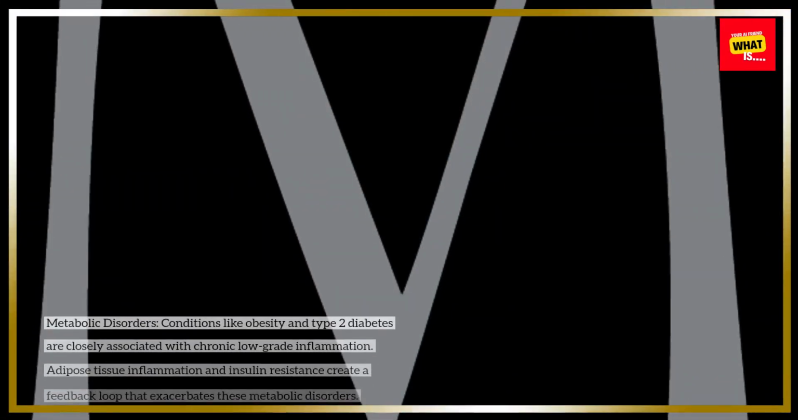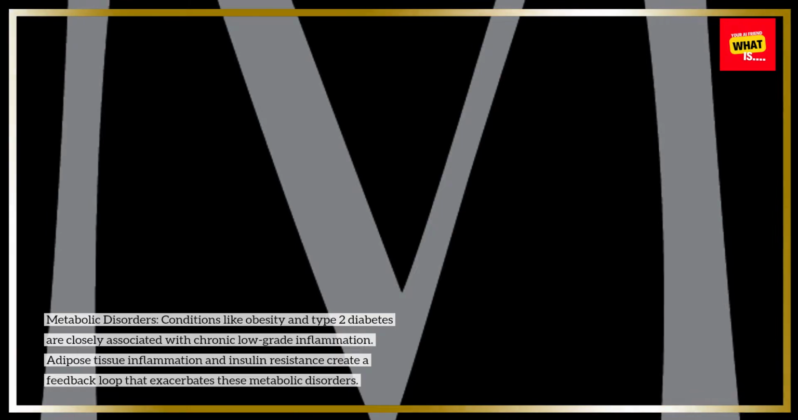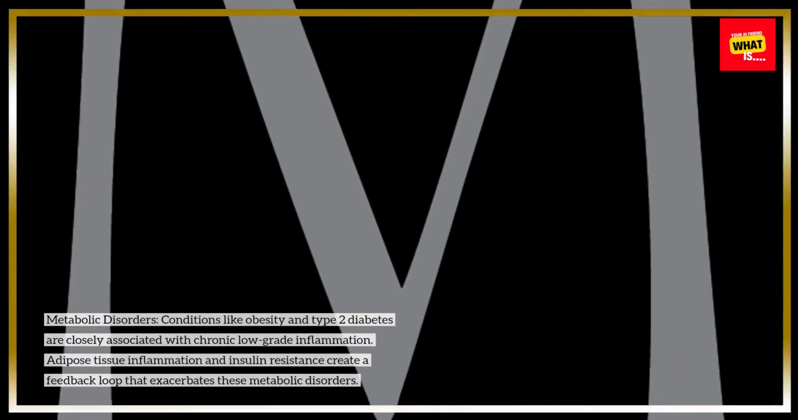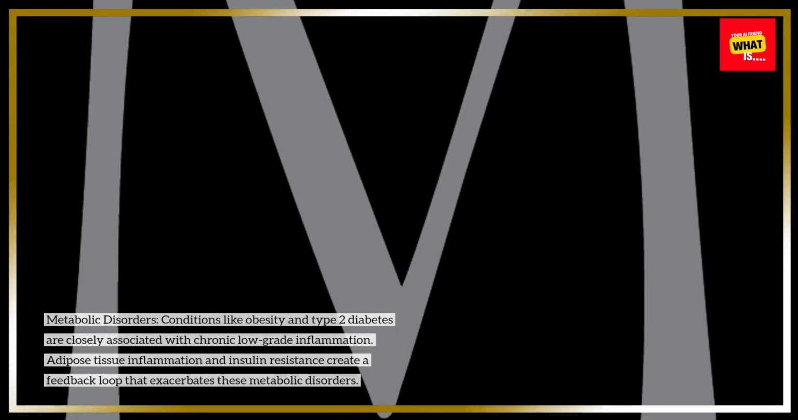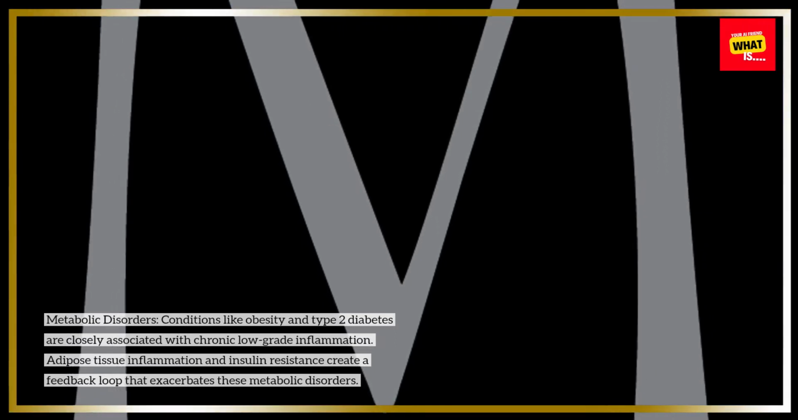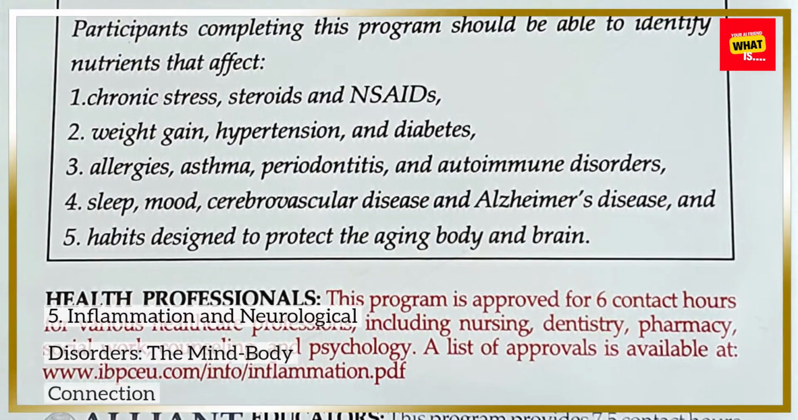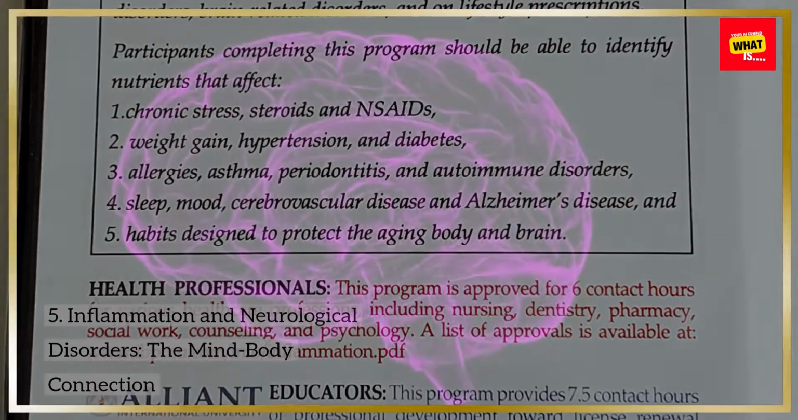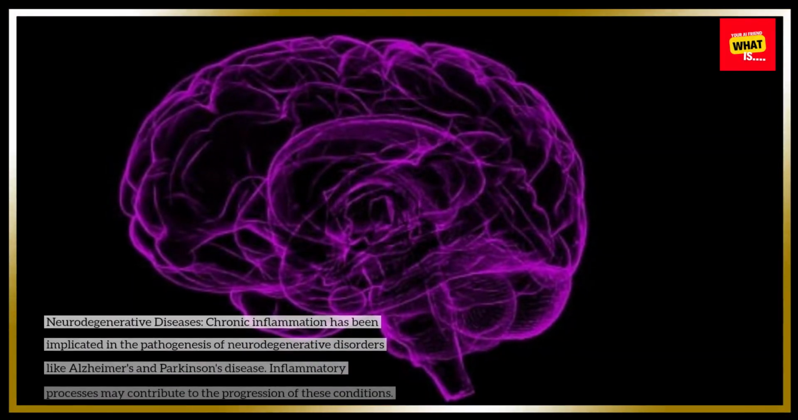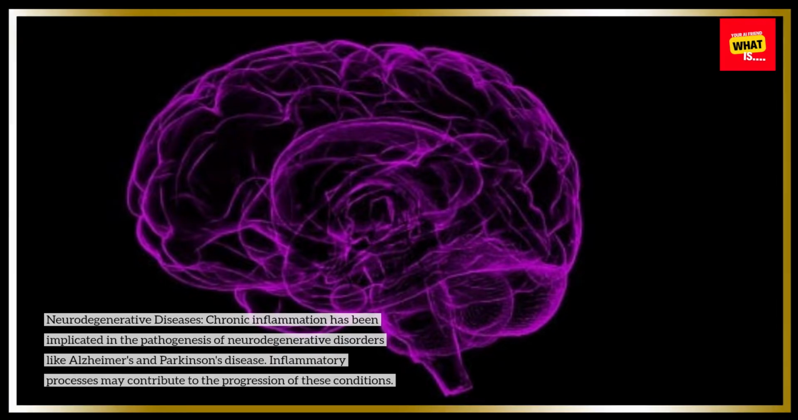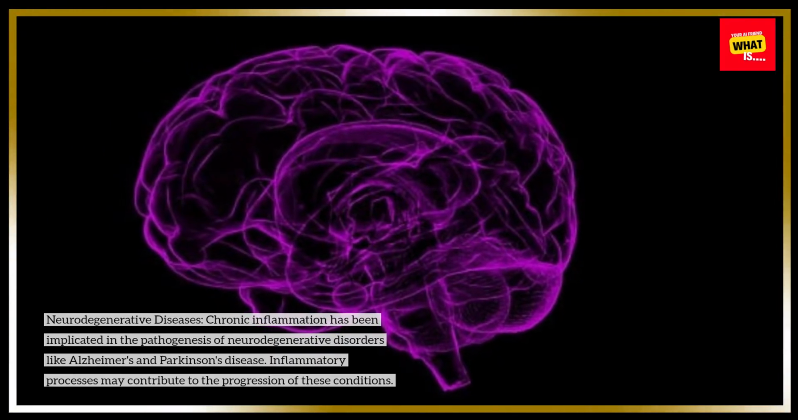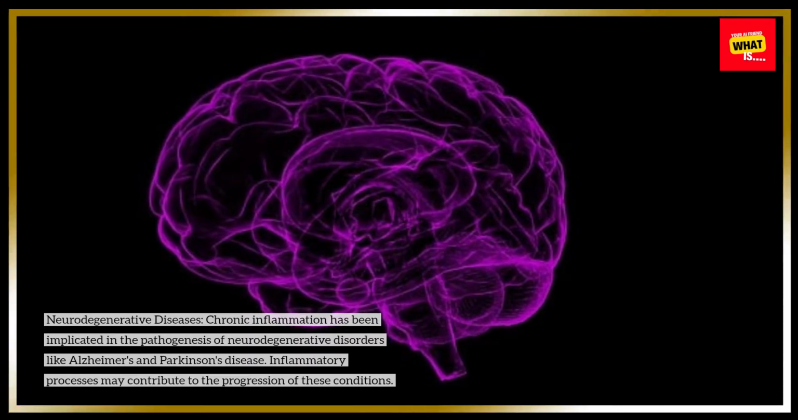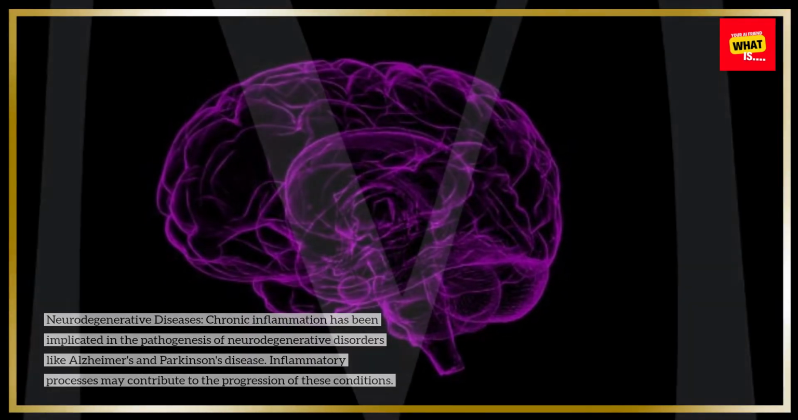Metabolic disorders. Conditions like obesity and type 2 diabetes are closely associated with chronic low-grade inflammation. Adipose tissue inflammation and insulin resistance create a feedback loop that exacerbates these metabolic disorders. 5. Inflammation and neurological disorders. The mind-body connection. Neurodegenerative diseases. Chronic inflammation has been implicated in the pathogenesis of neurodegenerative disorders like Alzheimer's and Parkinson's disease. Inflammatory processes may contribute to the progression of these conditions.